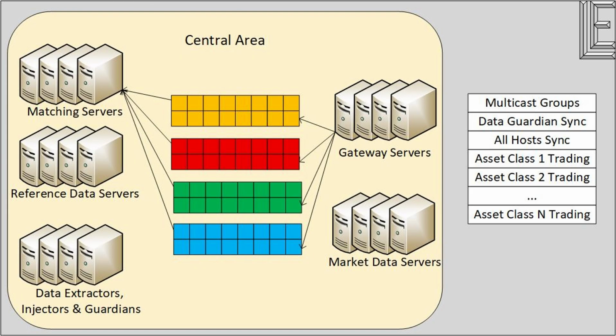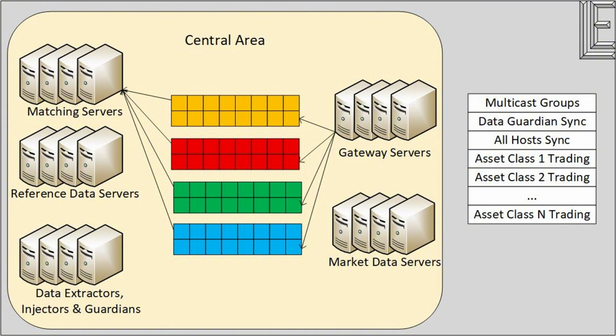Within the central area, all primary communication is over multicast. Traffic must be sent over all 4 physical paths and then deduplicated upon arrival at the destination. Ultimately, multicast transmission must be considered unreliable, and this brings us to the third data function to be co-located with the data extractors and data injectors, that is, the data guardian.